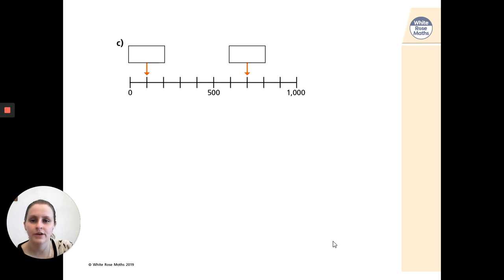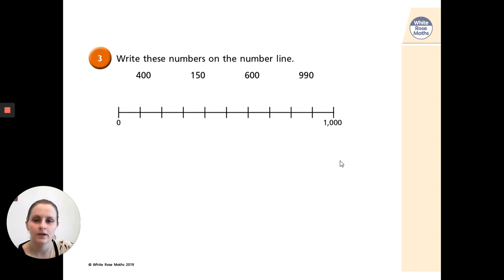Okay, let's go on to question C. So again, we've got another number line. We've got 1, 2, 3, 4, 5, 6, 7, 8, 9, 10 increments. So think about what my scale is going to go up in, what each jump is going to be worth. Can you write down those numbers that we are missing?